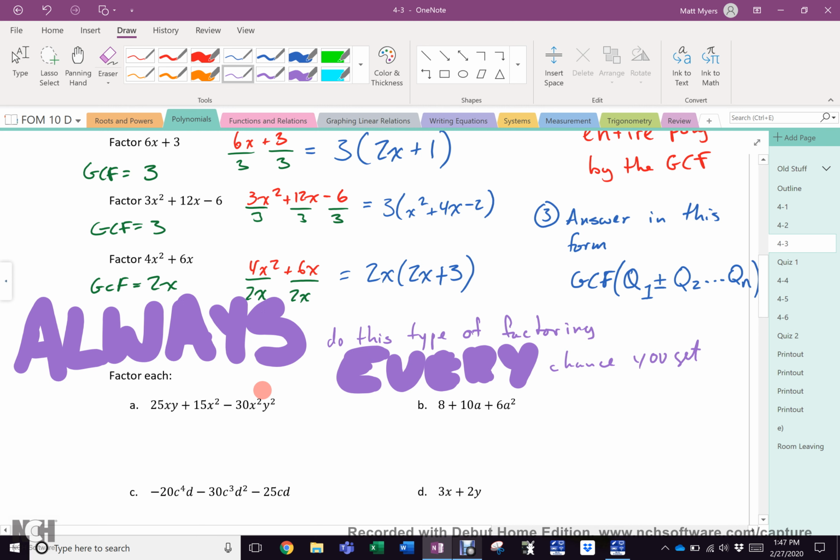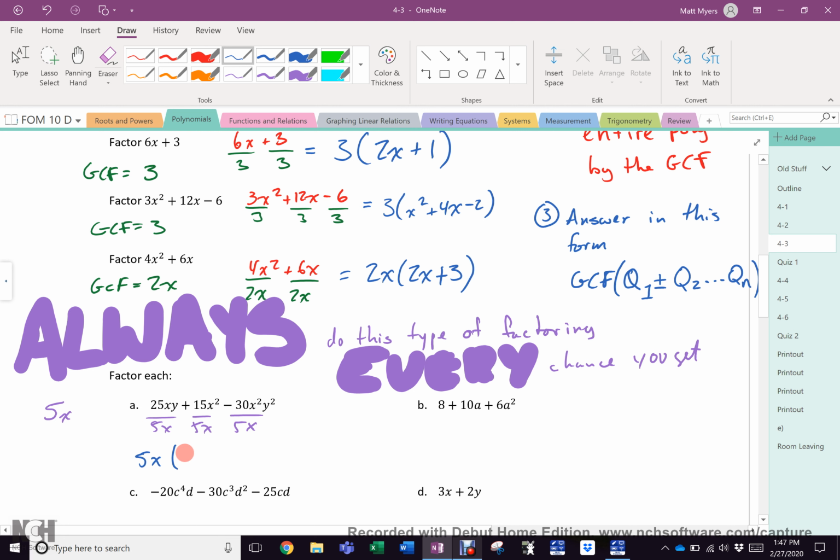All of you should be able to tell me in 1 second what the number is there. 5. What's the letter? X? Any Y's? Why not? I can see that guy has a Y and that guy has a Y. 15 has no Y, so Y is not common. Have we chosen our GCF? So now we got to divide everything by it. 5x, 5x, 5x. And then we rewrite 5x there, and then all of our answers.